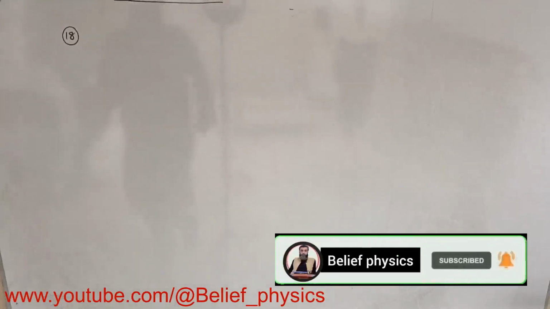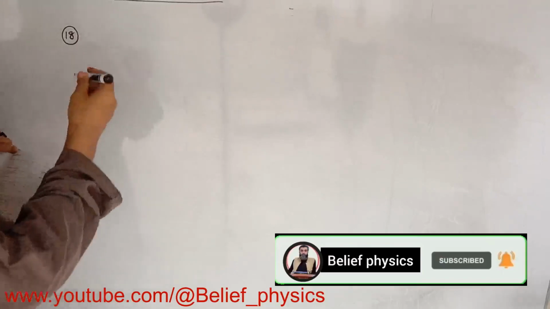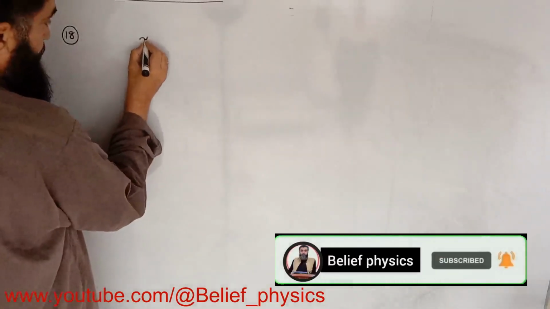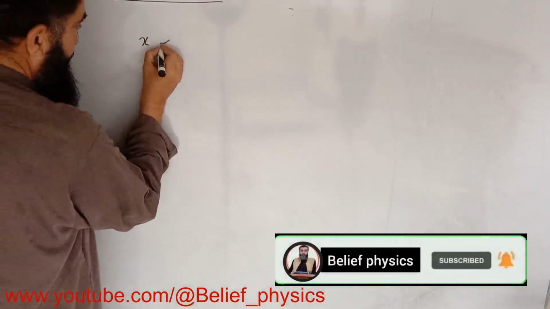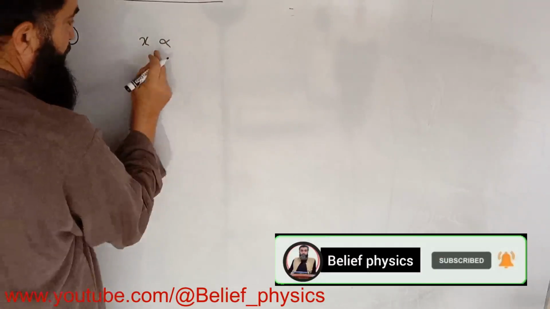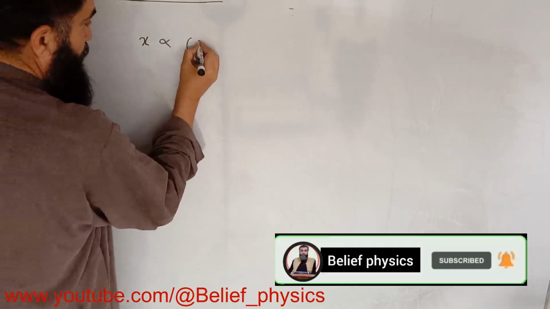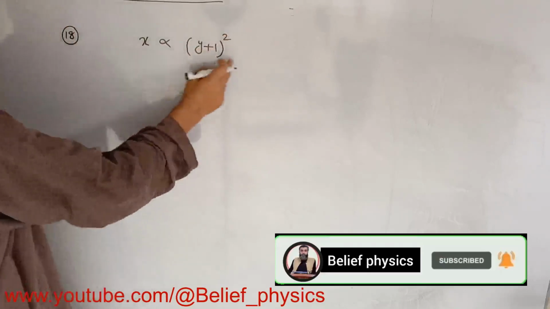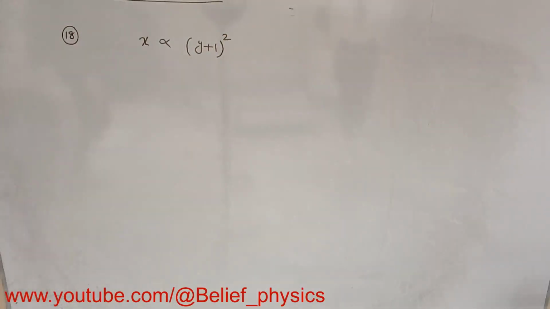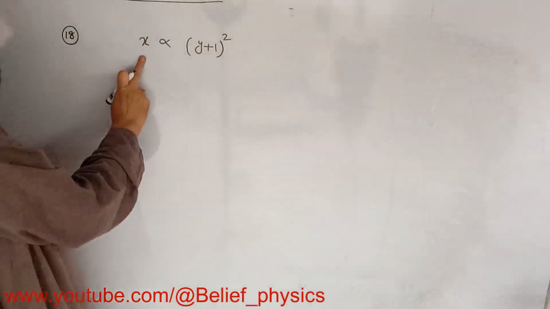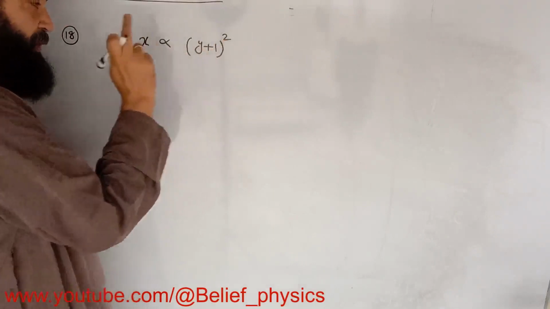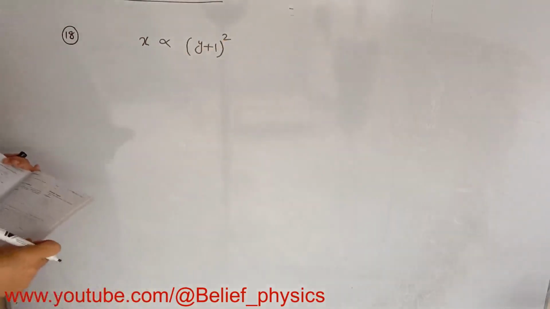Question number 18 is: x is directly proportional to the square of y plus 1. X is directly proportional, this is the proportional sign, to the square of y plus 1. This is what is written in words. I have written it as a mathematical statement. This is given.